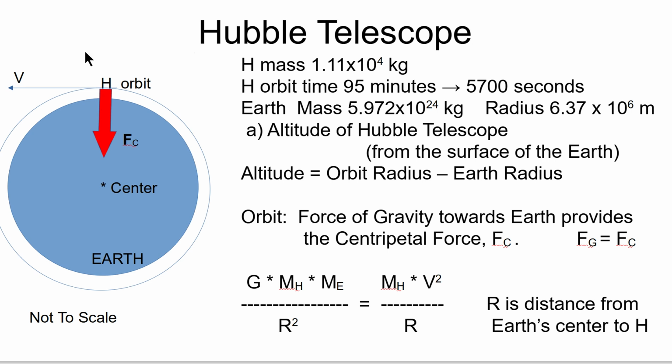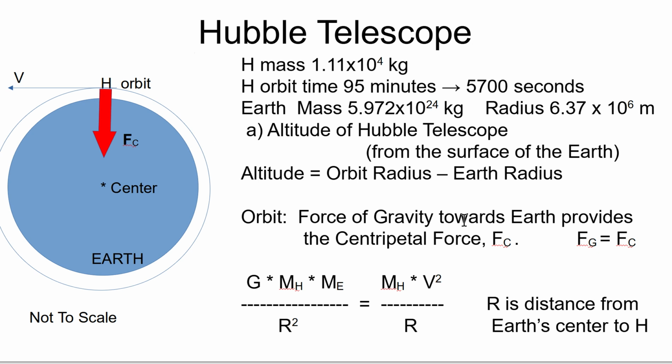What's the altitude? Well, we need to know the radius of the orbit, and we need to know the Earth's radius, and we'll subtract those two. The altitude is just this gap here between the surface of the Earth and the path of the orbit. The force of gravity is supplying the centripetal force. There's no friction out here. There's no string attached to the Hubble telescope that would pull it towards the center of the circle.